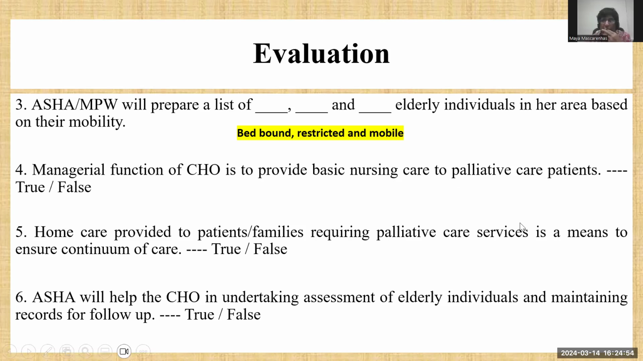Very good. Okay. Home care provided to patients and families requiring palliative care, sir, is done to ensure continuum of care. True or false? True, madam. Very good. True. We provide home care because we should cover the whole circle.